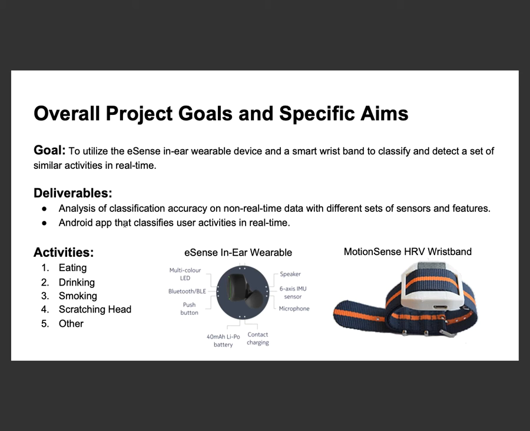The activities are eating, drinking, and smoking, and they're all very similar. Using one hand, you couldn't really tell the difference, but we're hoping that using both, we can differentiate between them.